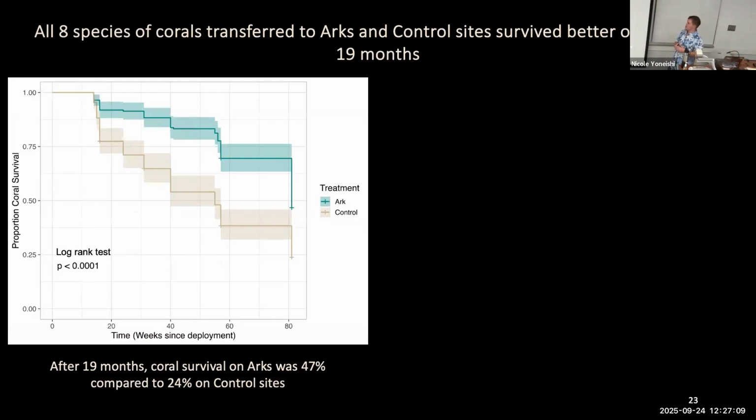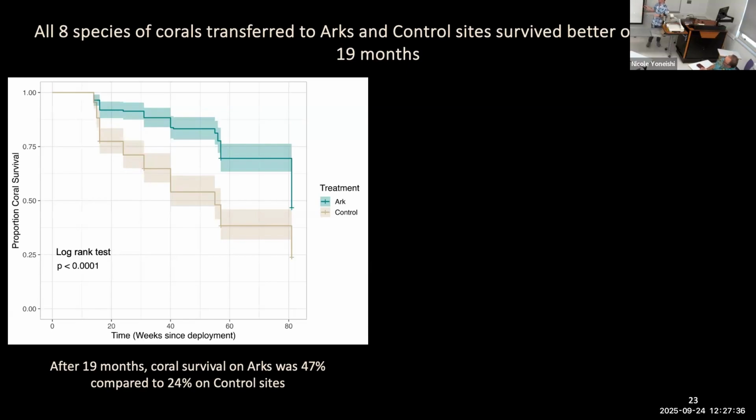Coral survival. We moved 8 species of corals equally to all 4 of these different sites. And of those 8 species, we had about 47% survival on the arcs compared with 24% survival on the control site. So about double. And I should mention here that we are not doing any sort of cleaning or anything like that, like they do in coral restoration. We purely deployed all these corals and then let the ecology do its thing, right?